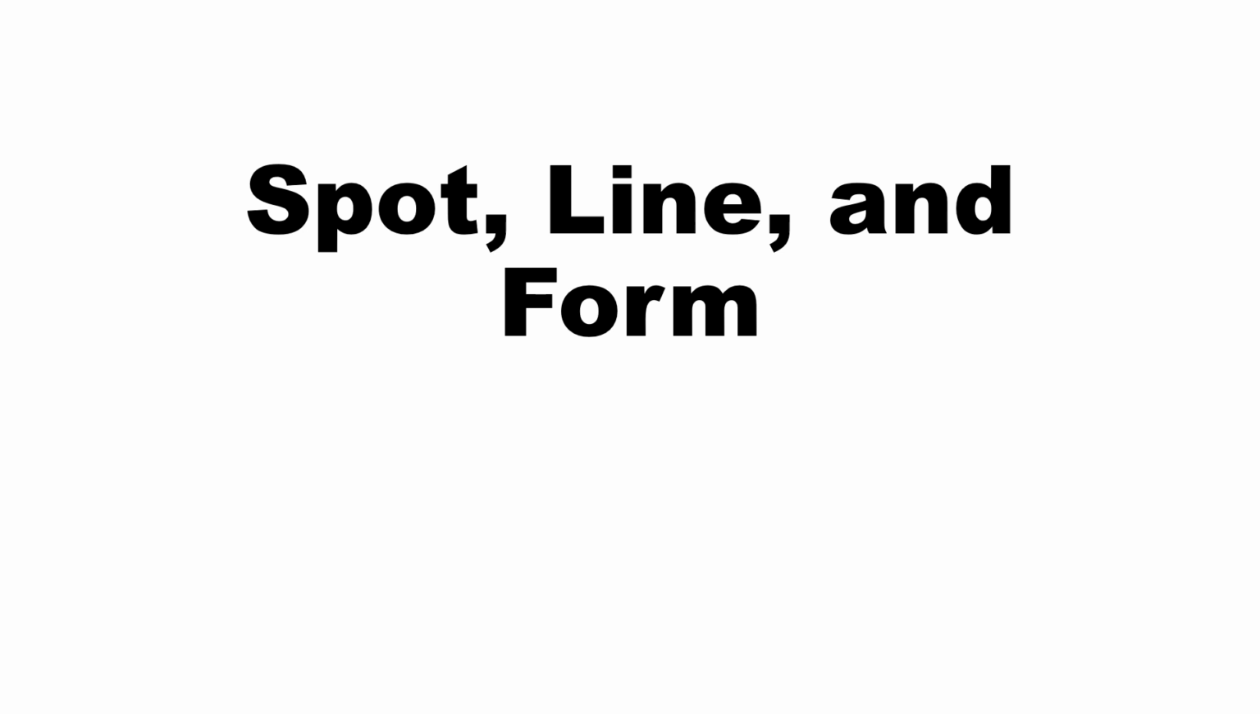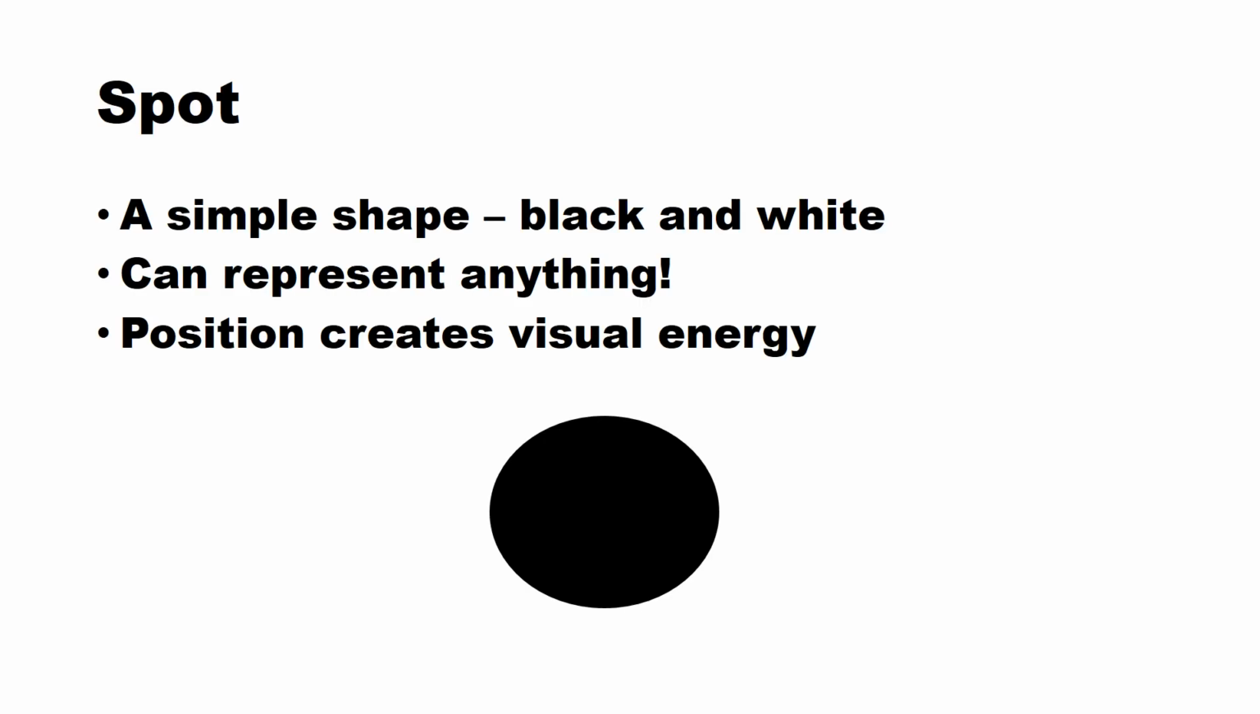So, spot, line, and the support. So, spot is basically a simple shape, black and white, can represent anything, and the position of a spot creates visual energy. So, in the standpoint of looking at a space, a piece of paper, spot is very simple. Like we have this right here, this little circle blob thing. That is a spot. It's simple, black and white.